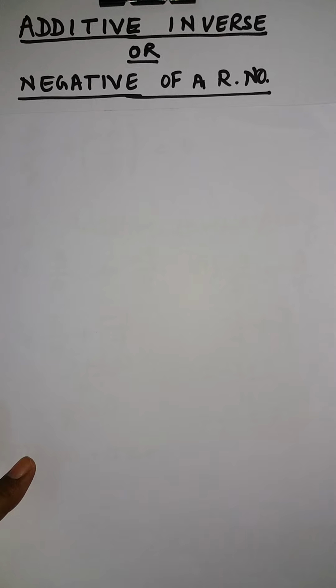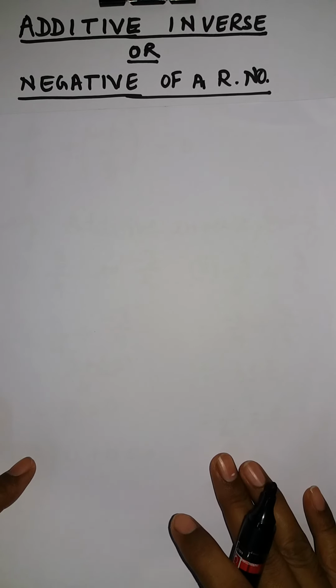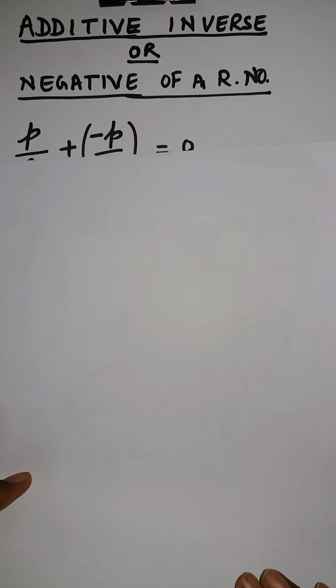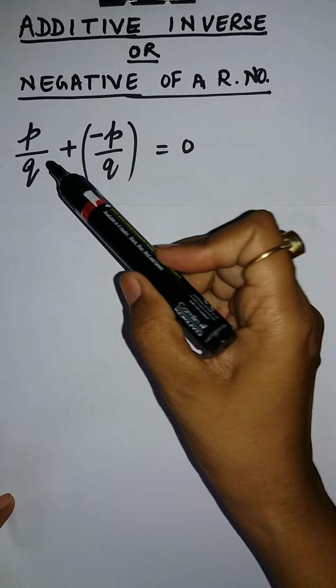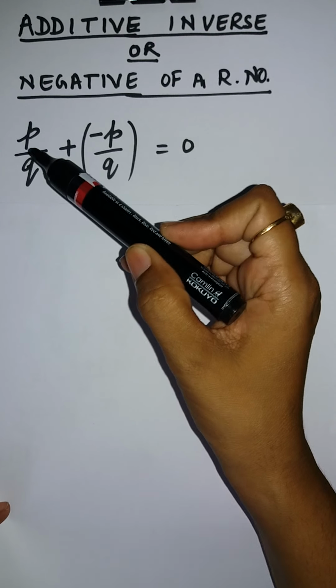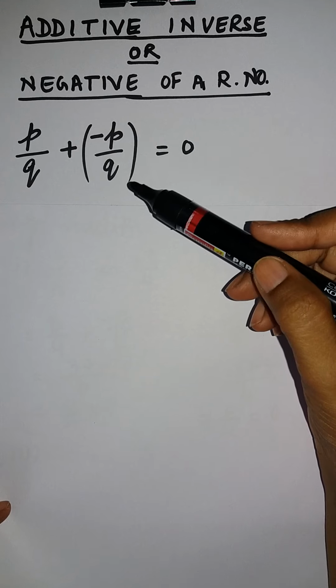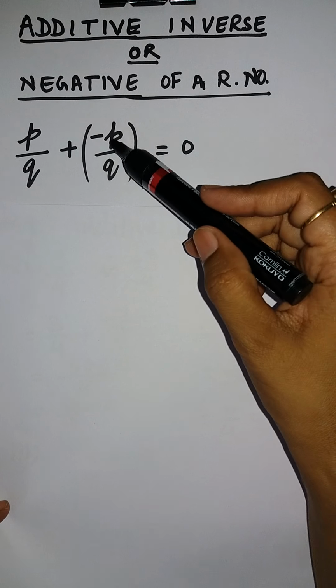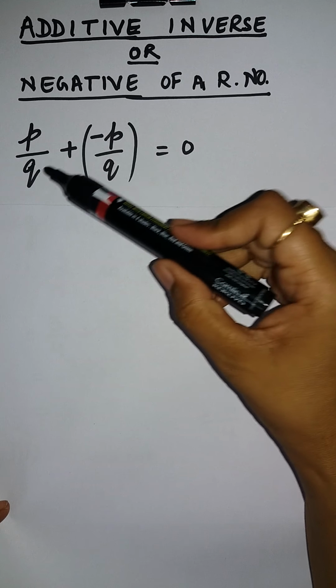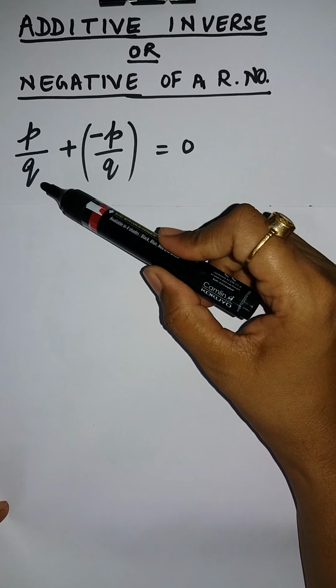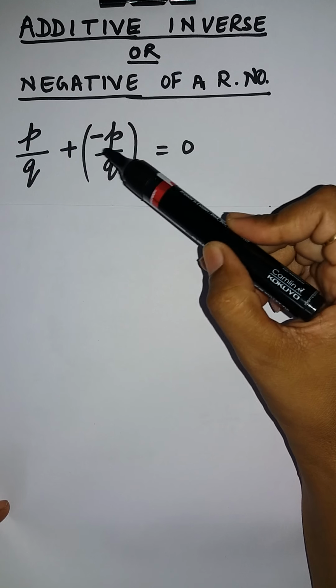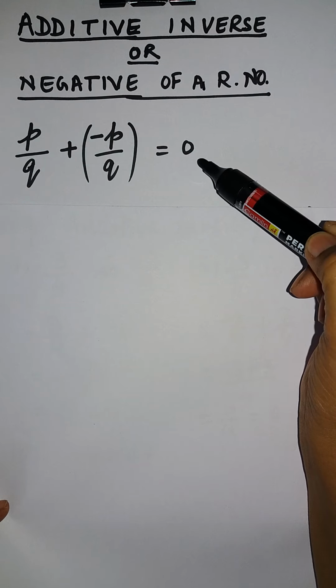Additive inverse or negative of a rational number. Additive inverse of a rational number is another rational number which, when added to the given number, the sum becomes 0. Here we can see p by q is a rational number and its negative, or we can say additive inverse, is minus p by q. So when we add the two rational numbers which are additive inverse of each other, their sum is 0.